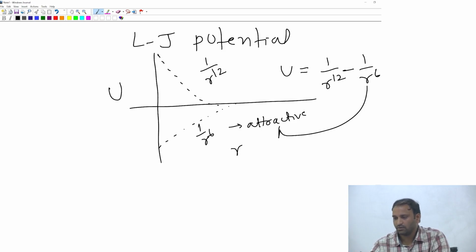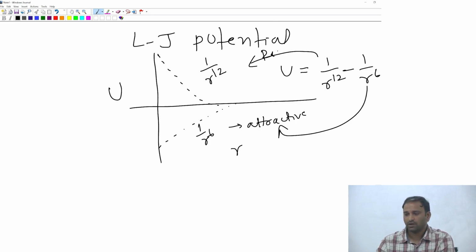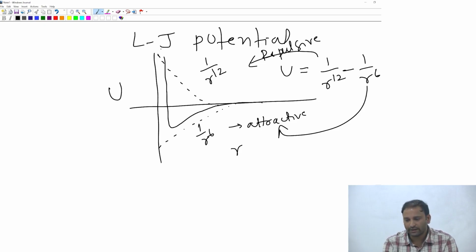Right, so that's your attractive force, and 1 over r^12 is a repulsive force. If I sum up these two, typically your plot would look something like this, and that's the total potential, U in this case. You can call it U total or just U.